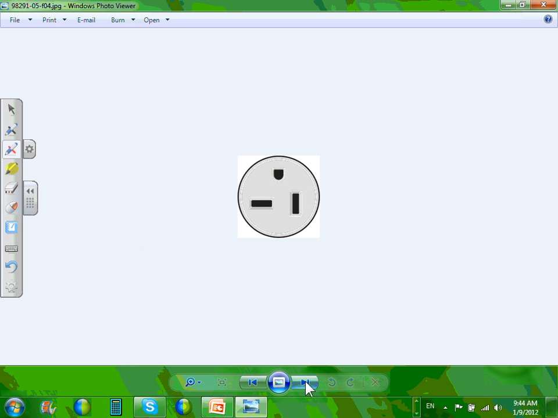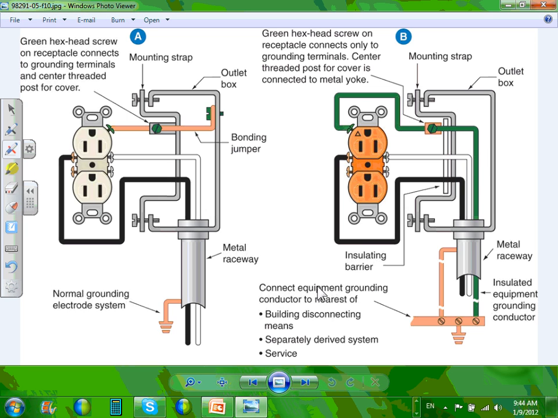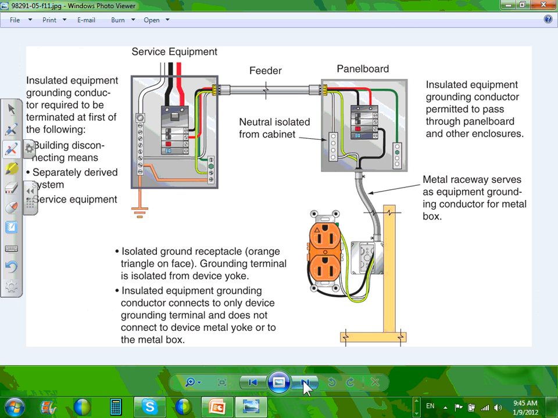Talk about that one. We talked about this one. This is a really nice picture, guys, of an isolated ground receptacle. Look how they did it. You came from the receptacle through a sub panel all the way to the main service. Most of the time they don't do it this way.